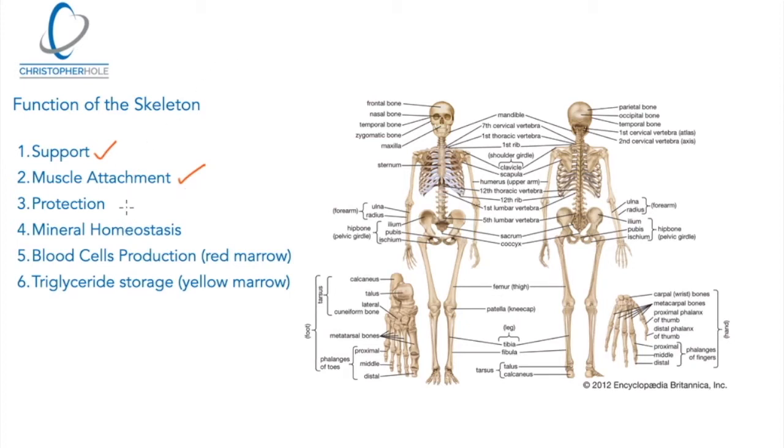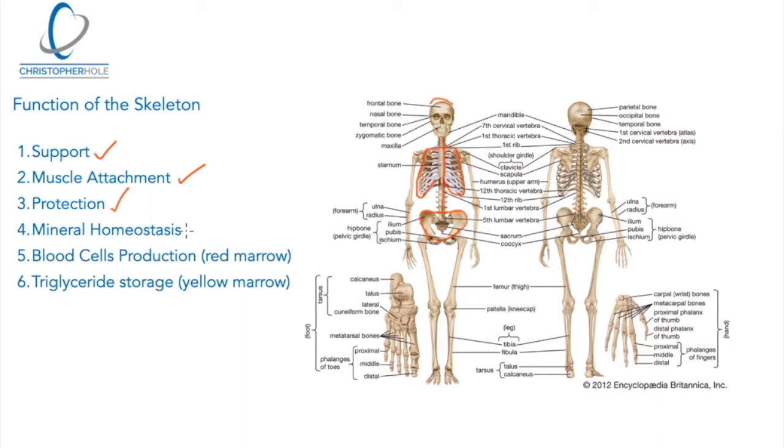What we've also got is protection. Some of the vital organs of the body it's going to be protecting. You can see we've got the skull here protecting the brain. We've got the vertebral column protecting the spine. We've got the ribs protecting the heart and the lungs. You've got major blood vessels, and then you've also got the organs within the pelvis that are protected as well.